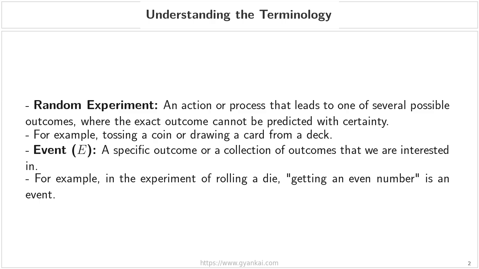Now that we've established that the classical approach relies on the idea of equally likely outcomes, let's take a moment to master the specific vocabulary you'll need to navigate these problems. Understanding these two building blocks, the experiment itself and the specific event we are tracking, is crucial, because in the next slide, we are going to see how we use them together in a formal mathematical formula.